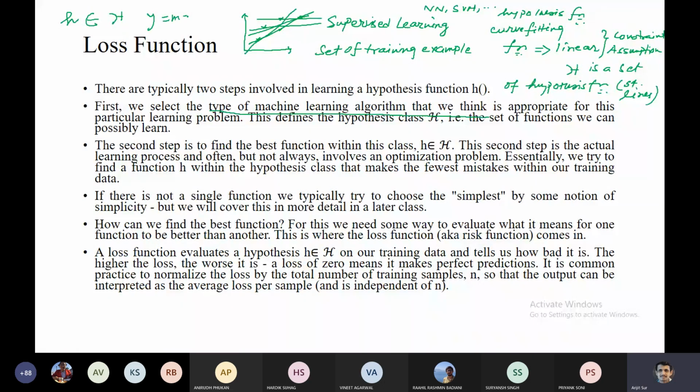y = mx + c. So m is theta 1 and c is theta 0. So this hypothesis class is basically two parameters, theta 0 and theta 1. As we vary the parameters, we'll get the entire hypothesis class, right?